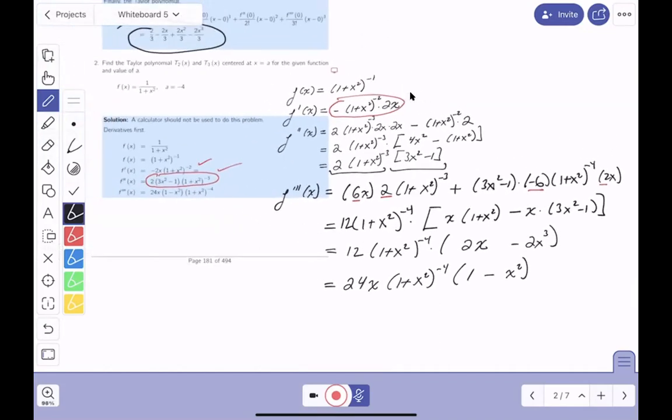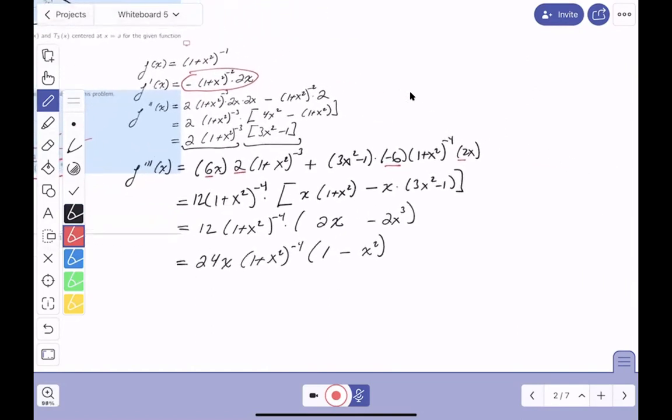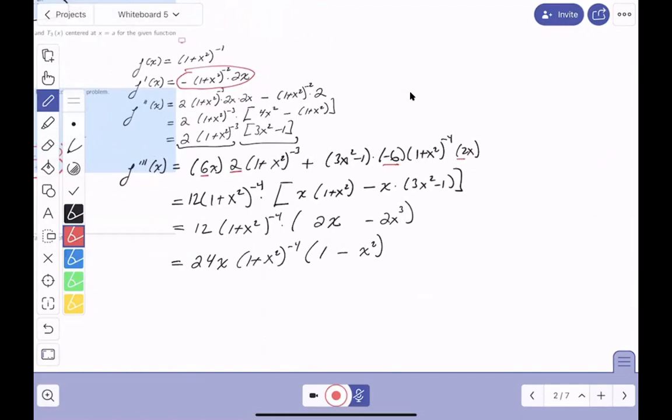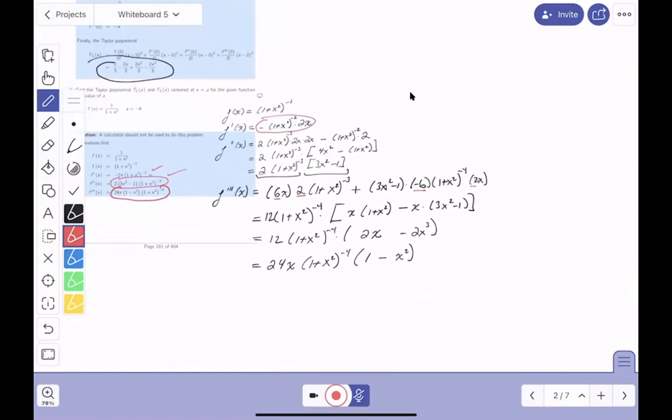All right, let's see if I got it right. I'm looking at this over here. And I got 2x times (1 minus x squared), and (1 plus x squared) to the minus 4. Yeah, I did pretty good. All right, are you ready to move forward? I think so. And someone says, oh, what are you going to do now? And this is going to be tough.